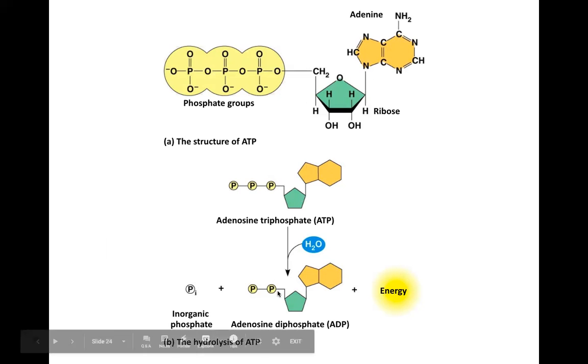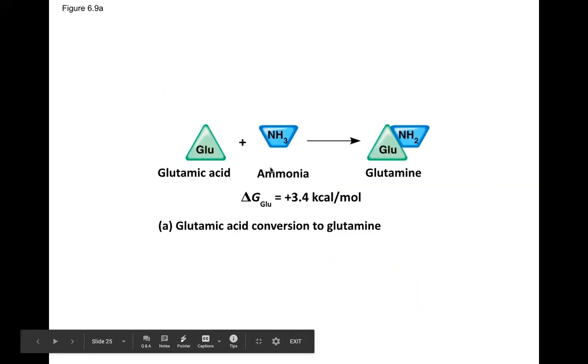Hydrolysis of ATP into ADP and inorganic phosphate releases energy. Synthesis of ATP from ADP and inorganic phosphate absorbs energy; it requires energy. So the forward reaction, ATP to ADP, is exergonic. The reverse reaction, ADP to ATP, is endergonic.